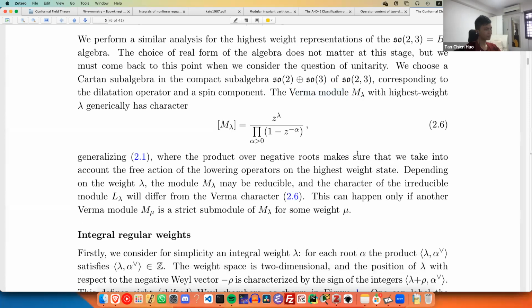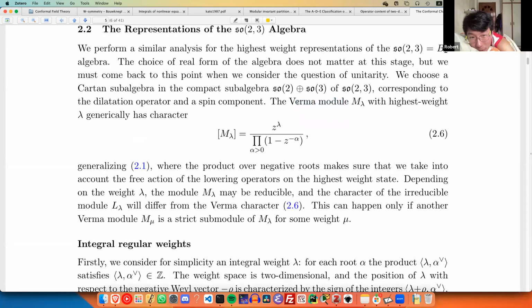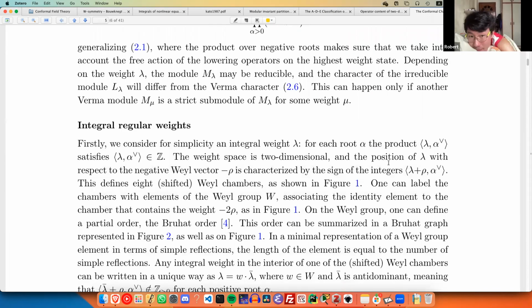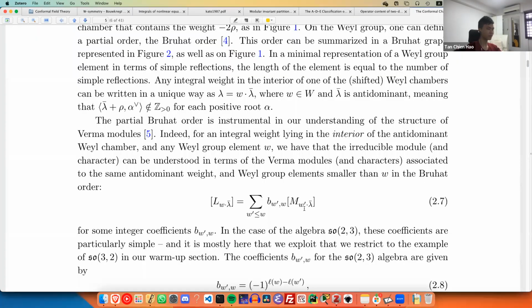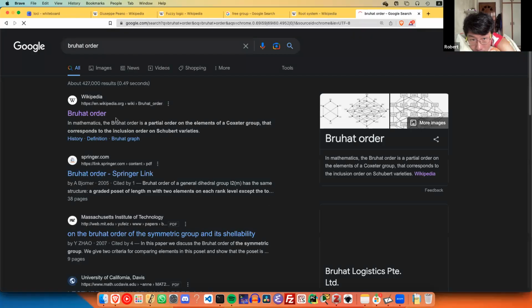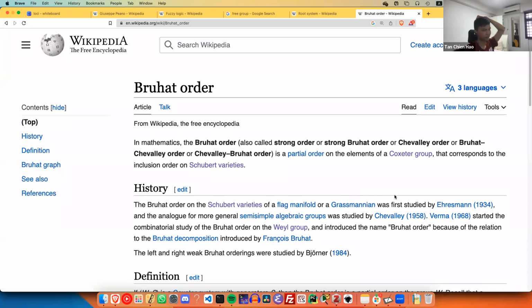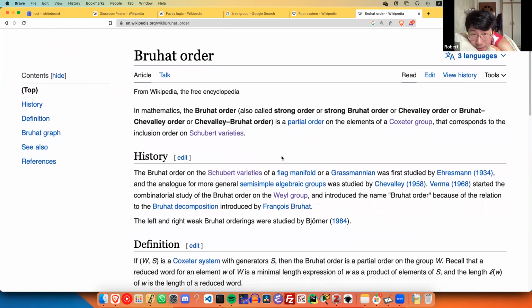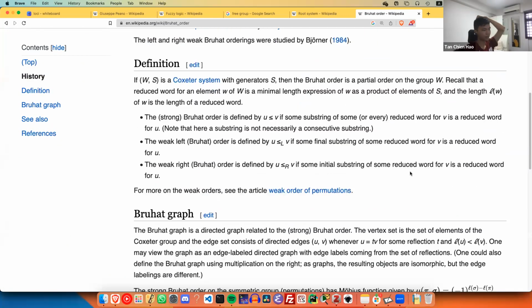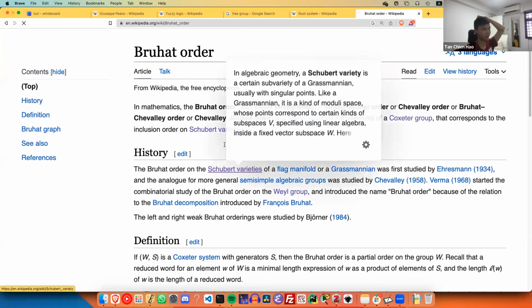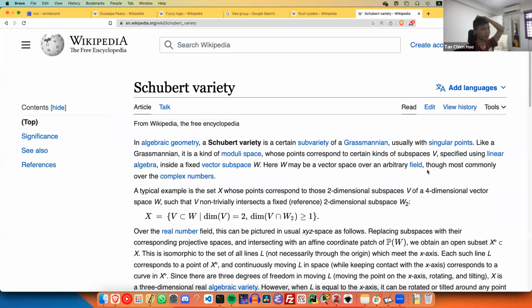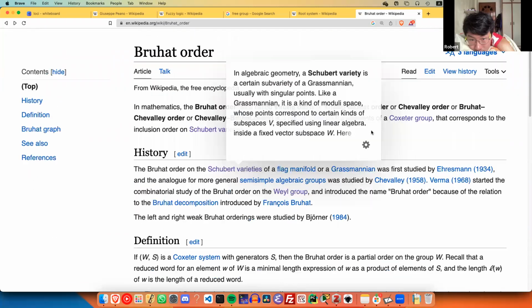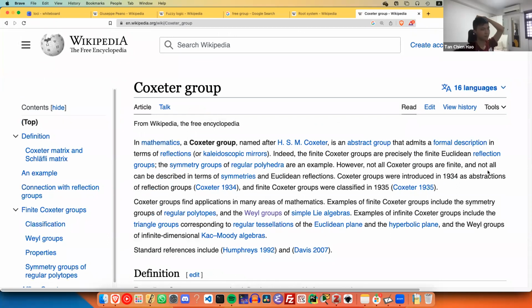I guess it's not immediately obvious. A Verma module is a module. A module is a vector space generalization where you think of a ring instead. But if you search things like Bruhat order, which they mention here, I'm pretty sure I'll get some categorical Coxeter group stuff. Bruhat-Tits building, and then Schubert varieties. Varieties, they are starting to get to algebraic geometry, right? Interesting.